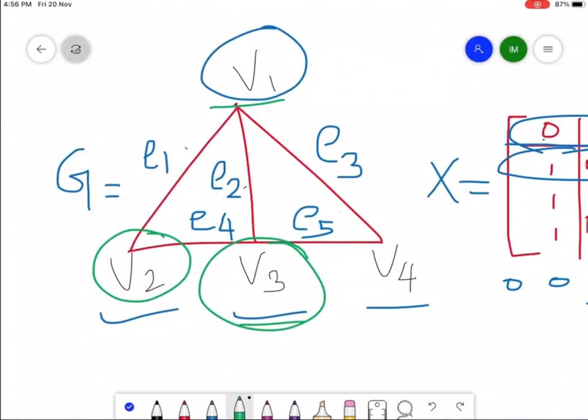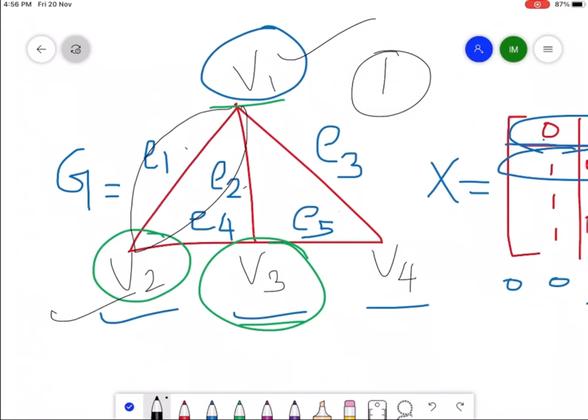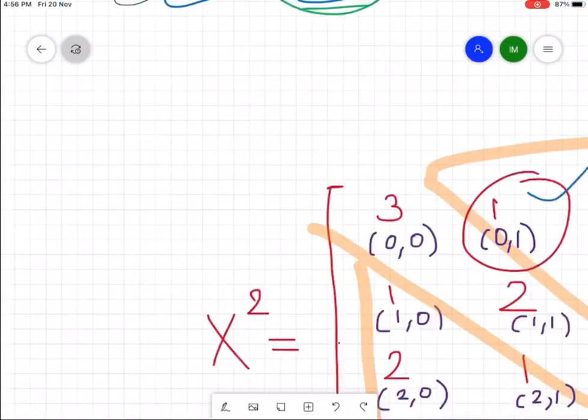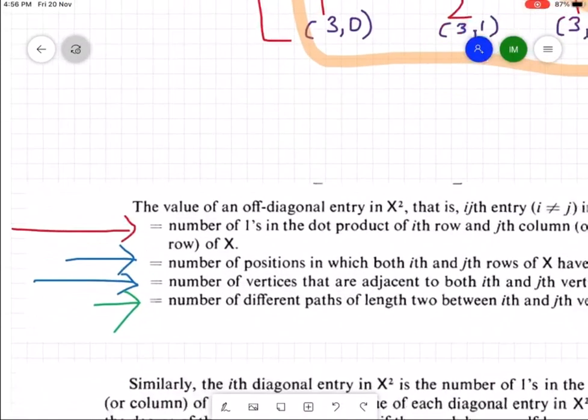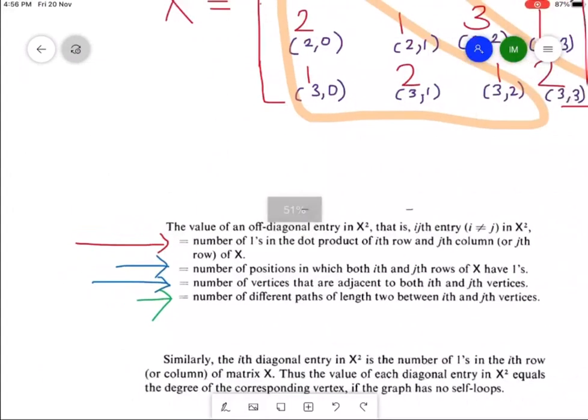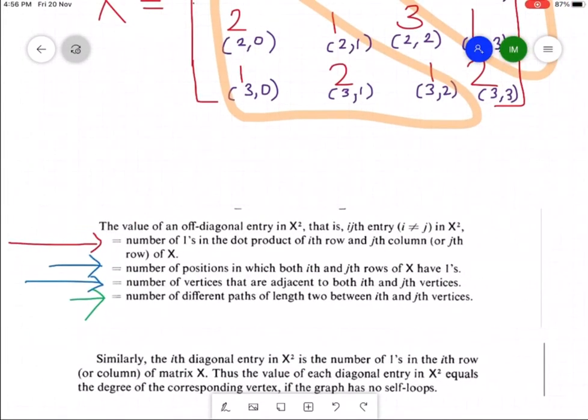We are going to see how many different paths we can construct of length 2 between v1 and v2. Okay, let's see. Going from v1, the length is 1, the length is 2. Can I find any more paths? No. So there's just one path between v1 and v2. Done. So we saw all the 4 ways how the value in an adjacency matrix comes if it's an off diagonal entry.